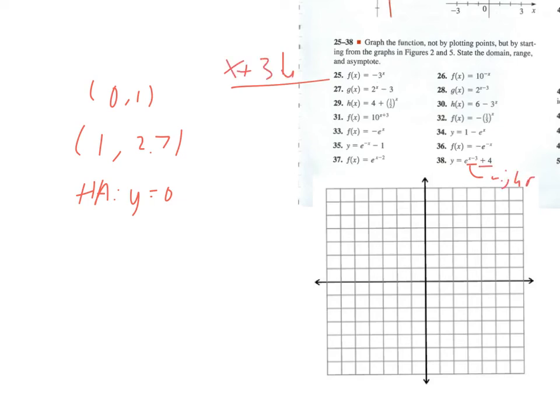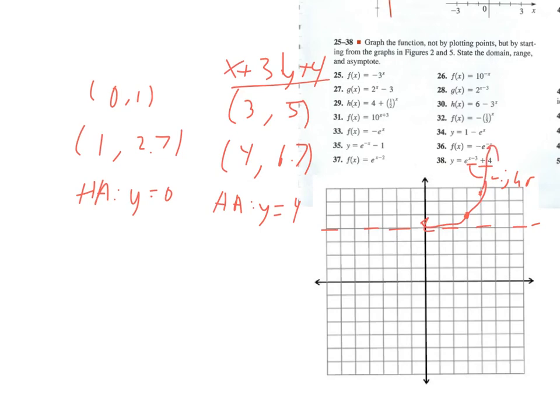And then plus 4 will affect the y since that's on the outside of the function. So then I'll add 3 to my x and then add 4 to my y. And then my horizontal asymptote is a y value, so I'm going to add 4 to it. So then I'll go up 4 here, put a horizontal asymptote, and then plot my points. 3, 5 will be up there, and then 4, 6.7 would be about there. So this will approach the asymptote going left and then grow exponentially going right.